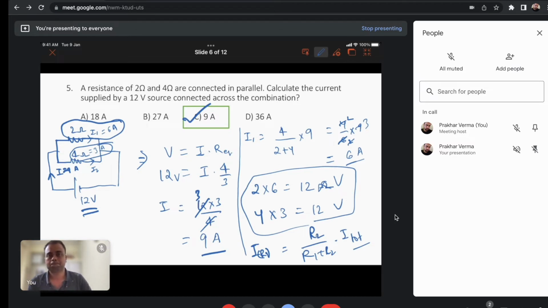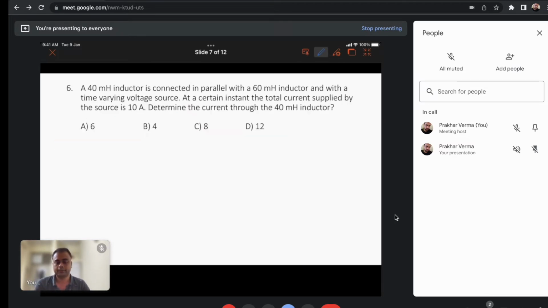Okay, so moving to the next question. The next question is related to inductors. A 40 millihenry inductor is connected in parallel with a 60 millihenry inductor and with a time varying voltage source. At a certain instant, the total current supplied by the source is 10 ampere. Determine the current through the 40 millihenry inductor.